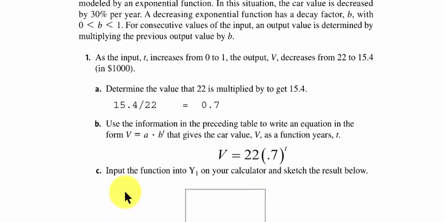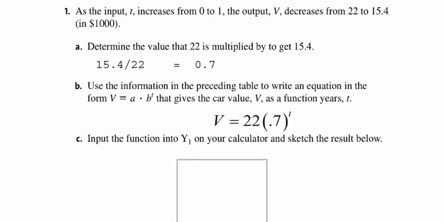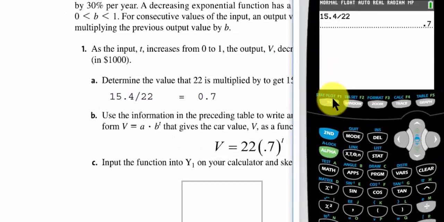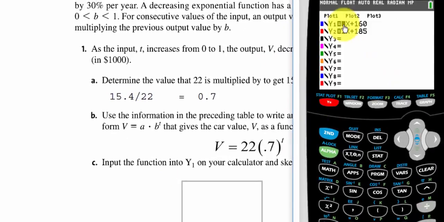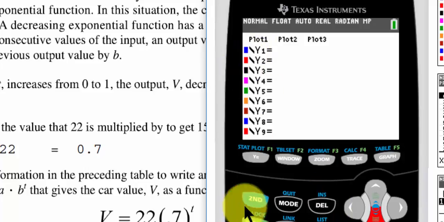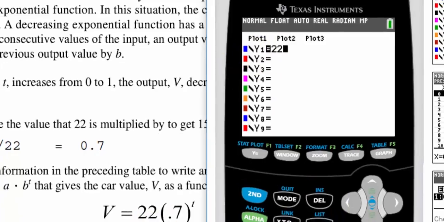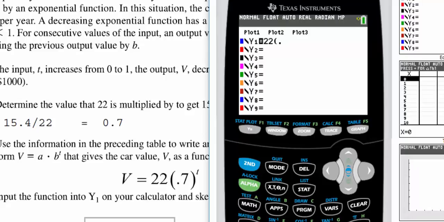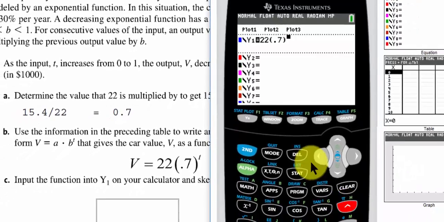Question 1c says, let's input this into our y1 on our graphing calculator. So I press y equals. I'm going to clear everything out, since I had some previous work up here. Again, make sure my plot 1 and plot 2 are not highlighted. If you were doing some linear regression, you might have a box up here. You want to make sure that your calculator does not look like that. Let me turn that off. Okay, so I put in 22. Here's my 0.7, and that's raised to the, we'll use the letter x since our calculator doesn't have t.